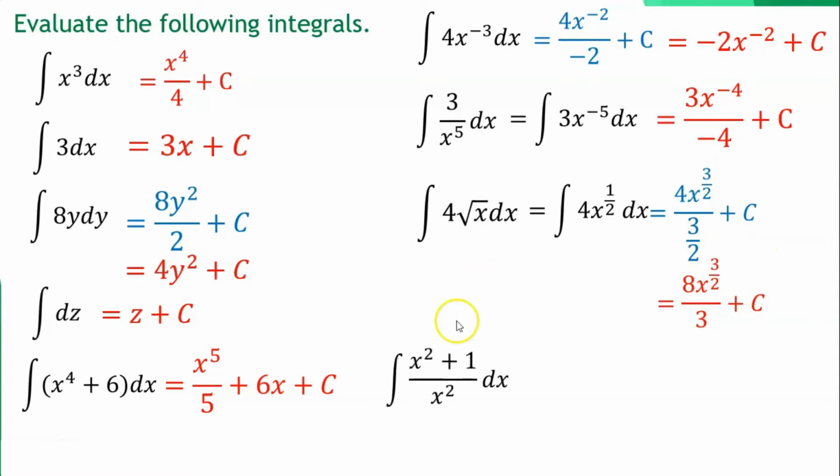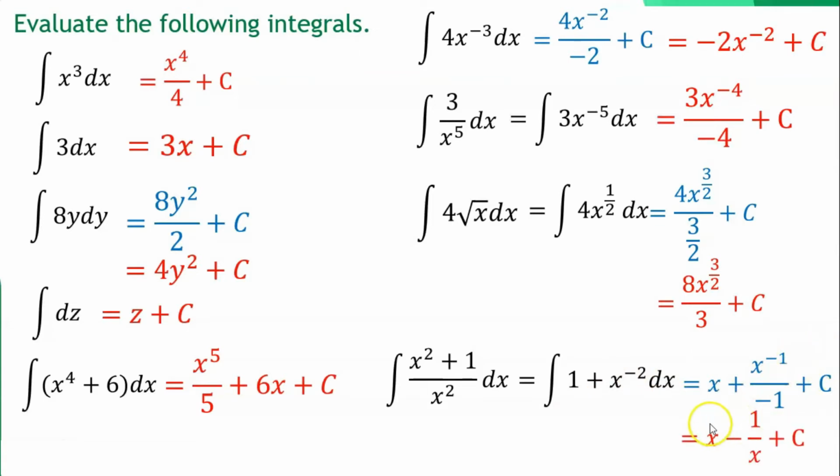Another, what is the integral of (x squared plus 1) over x squared dx? So take note, we can rewrite this: x squared over x squared is basically 1. And we can rewrite 1 over x squared as x to the power of negative 2 dx. So take note, the integral of 1 is x. Negative 2 plus 1 would become negative 1 over negative 1. So simplifying further, this would become x minus 1 over x plus c, or that would become x minus x to the negative 1 plus c.